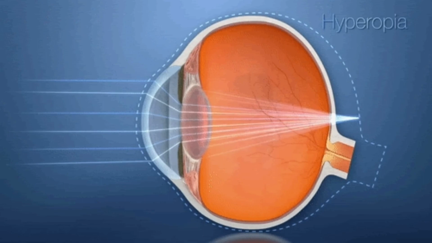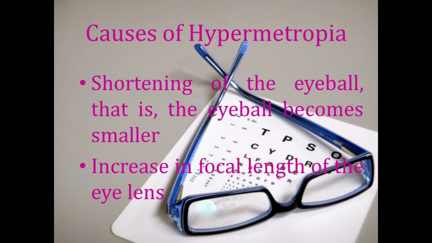Here is one more diagram in which you can see the image is formed on the dotted line, which means the eyeball is too short. Causes of hypermetropia: shortening of the eyeball, that is, the eyeball becomes smaller, and an increase in the focal length of the eye lens. To correct a hypermetropic eye, the person has to wear spectacles with a convex lens of suitable focal length or power.